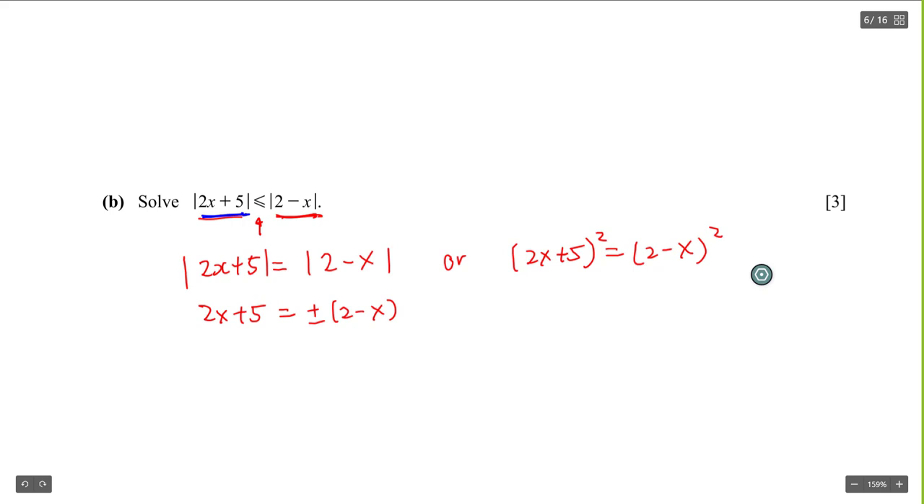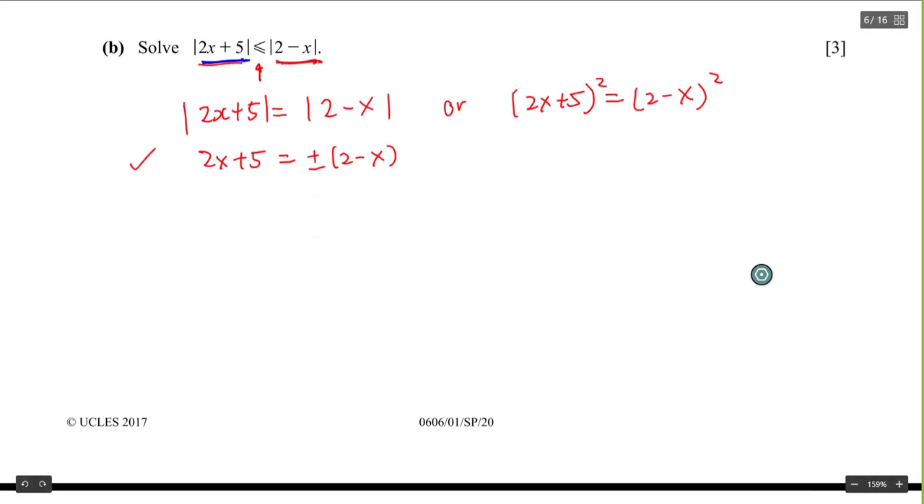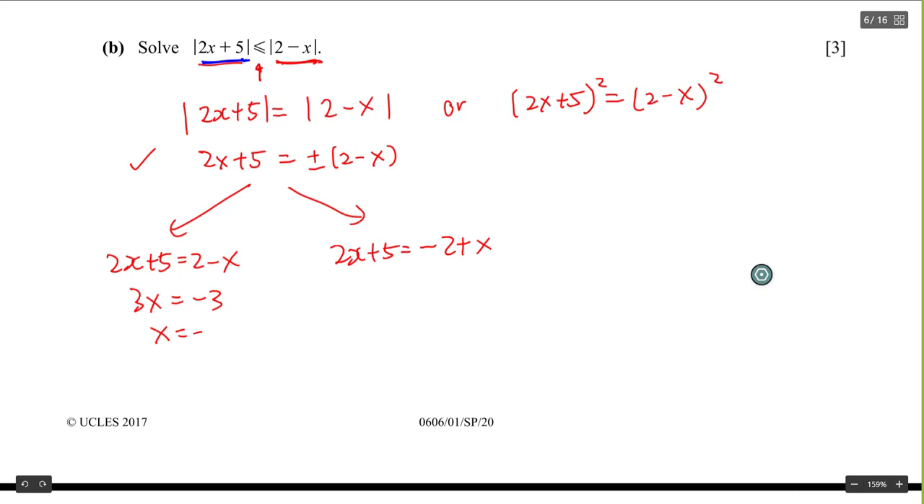Yeah, this is the method to get rid of the plus minus. But definitely the first method is a lot faster. But I can show you both methods, there's no problem. So this one I have 2 choices. So 2x plus 5 equals 2 minus x. 2x plus 5 equals negative 2 plus x. So from here, I have 3x equals negative 3, x equals negative 1. This one I have x equals negative 7. Alright, then I know my x value is between negative 7 and negative 1.